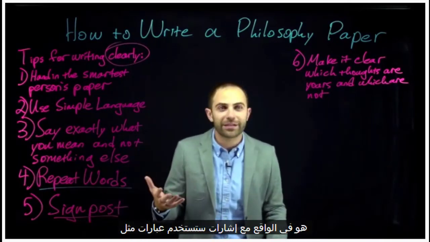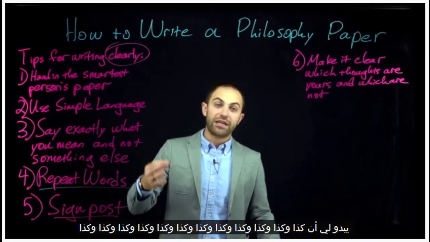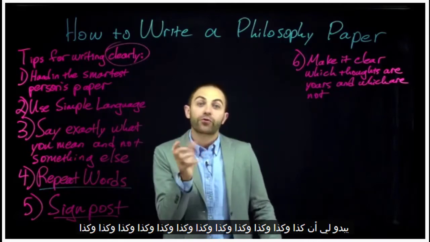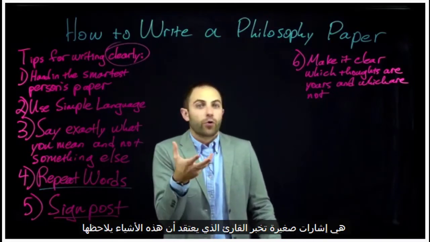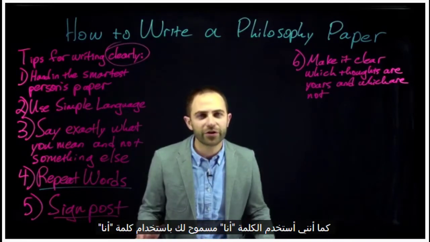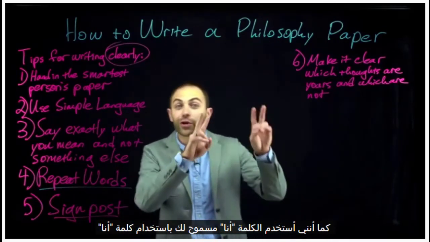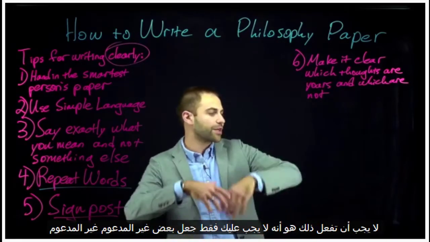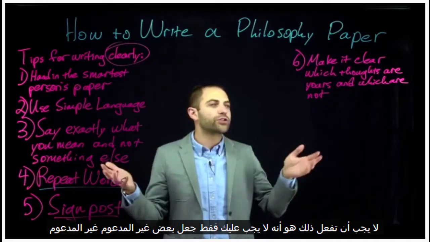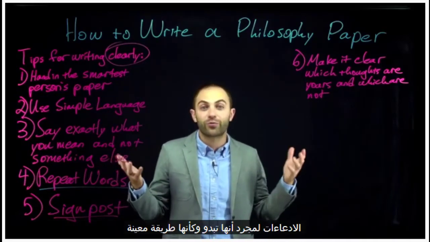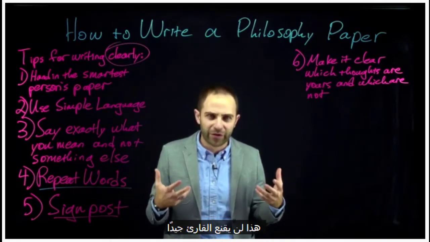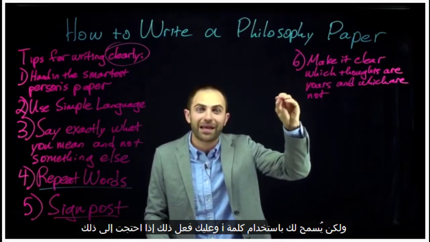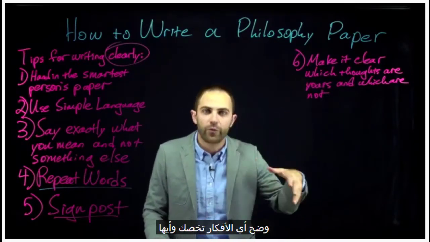You'll use phrases like, it seems to me that blah, blah, blah, or so-and-so thinks blah, blah, blah. Those are little signposts that tell the reader who thought this stuff. Notice also that I just used the word me. You're allowed to use the word I, you're allowed to use the word me in your paper, that's fine. What you shouldn't do is make some unsubstantiated, unsupported claims just because they seem a certain way to you. That's not going to persuade your reader very well. But you are allowed to use the word I, and you should do so if you need to make it clear which thoughts are your own and which thoughts come from someone else.